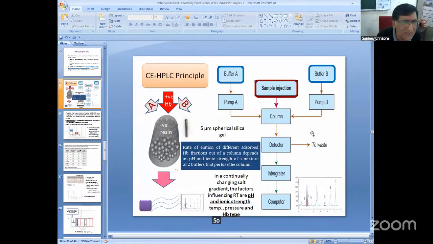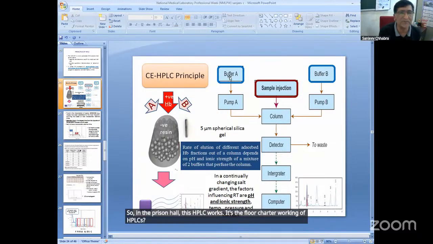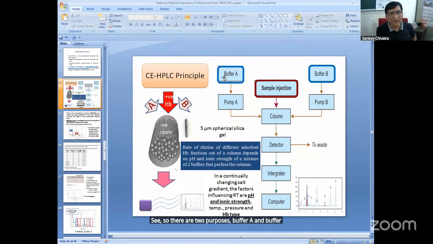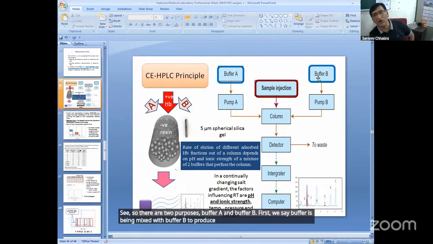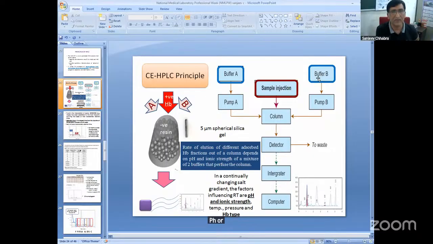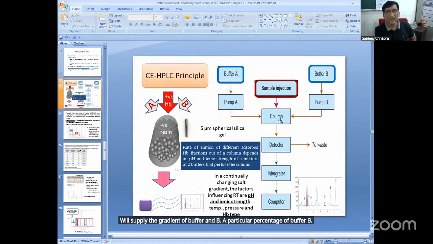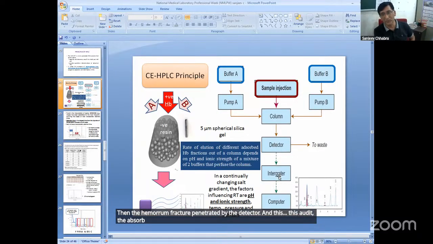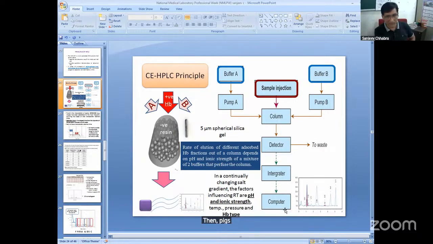So in the principle of how this HPLC works, this is a flow chart of the working of HPLC. See, there are two buffers, buffer A and buffer B. Buffer A is being mixed with buffer B to produce a gradient of pH or ionic concentration. In the first step, the sample is hemolyzed and injected into the column. Pump A and pump B supply the gradient of buffer A and B, in a particular percentage of buffer B. Then the eluent, our hemoglobin fraction, will be detected by the detector, and this OD, the absorbance, is converted into peaks. Then the peaks are analyzed by the computer.